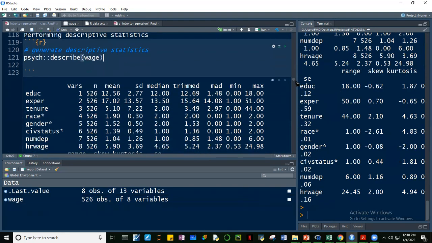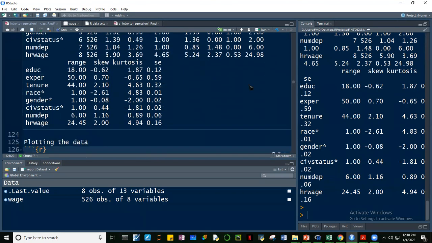Yan. So it gives us ito yung mga variables natin. Binibigay sa atin yung number. Okay, yung n. Kung ilan sila. Ibig sabihin, walang missing kasi pare-pareho silang 526. Aside from that, andyan yung mean, standard deviation, mean absolute deviation, median, minimum, maximum, etc. No? Range, skewness, kurtosis, and standard error.